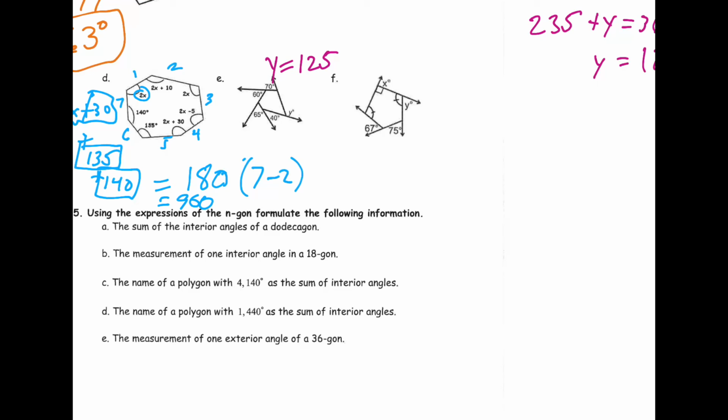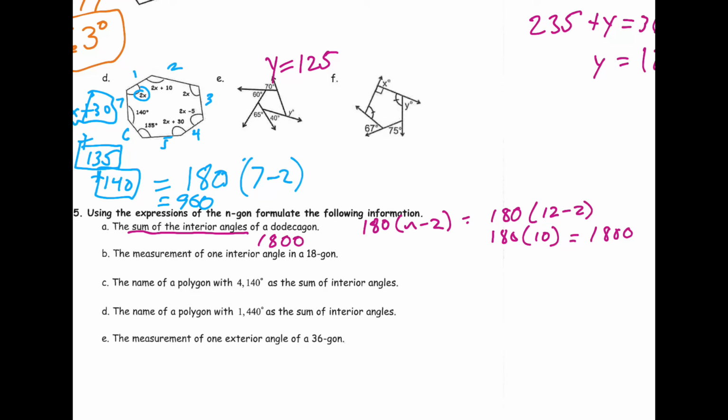All right, and we have this last problem to do. So number 5, here we're going to work on using the expressions of our formulas on the previous page to solve these. So the sum of the interior angles tells us exactly which formula we're going to be working with. That tells us we're going to be using the 180 times n minus 2. And it says of a dodecagon. So remember, n is always the number of sides. So we are going to say that 180 is equal to, I'll write it over here, 180 times 12 minus 2. And then we can solve and figure out what this is. So 180 times 10, which is going to be 1800. So my answer for this one is 1800 degrees.